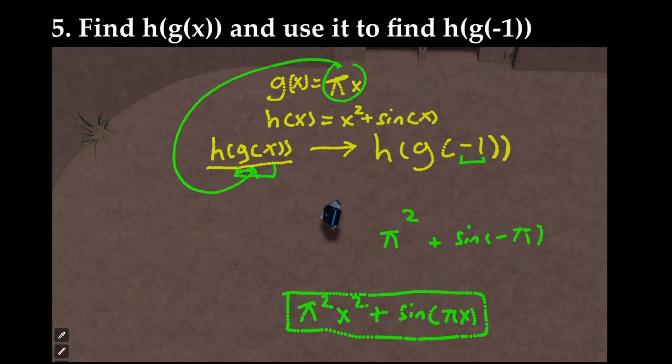And then sine of minus pi. Now, if you're watching this for Algebra 2, you might not have learned this yet, but whenever you take sine of an integer multiple of pi, such as sine pi, sine 2 pi, sine 3 pi, or sine of negative pi, sine of negative 2 pi, or sine of negative 3 pi, it always becomes 0. So this whole thing is just 0. And then pi squared plus 0, well, obviously, that's just pi squared, because adding 0 doesn't do anything. So h of g of minus 1 is just pi squared. And if you want to put this into a calculator, it is roughly 9.87. And just like that, we are done with this problem.